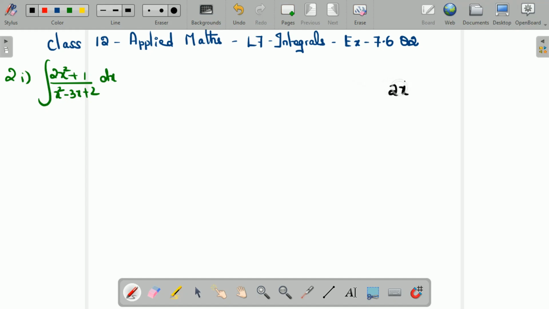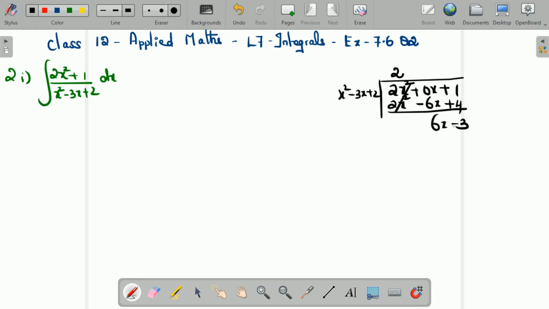So 2x squared plus 0x plus 1, since there's an x term missing, I'm putting this as 0x, should be divided by x squared minus 3x plus 2. Divide 2x squared by x squared, you get 2. So 2 into x squared is 2x squared, 2 into minus 3x is minus 6x, 2 into plus 2 is plus 4. Now let's perform the subtraction. So you'll get 6x minus 3.